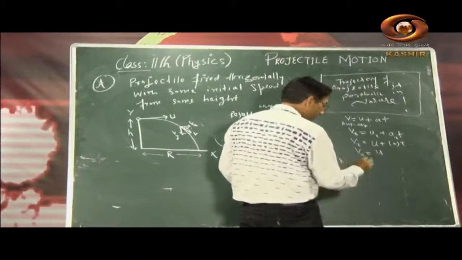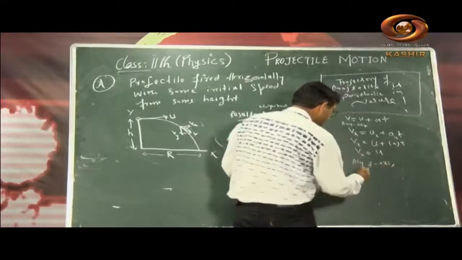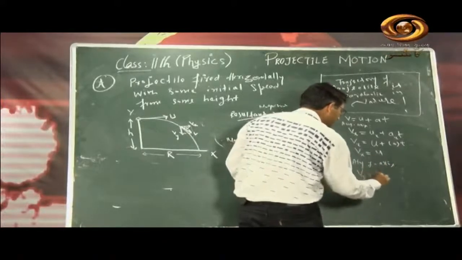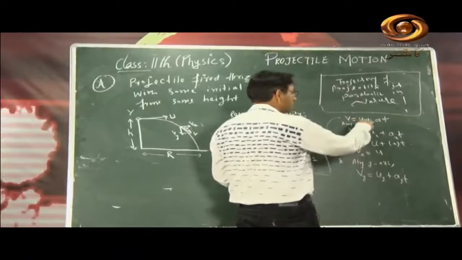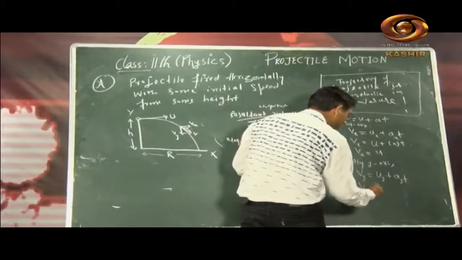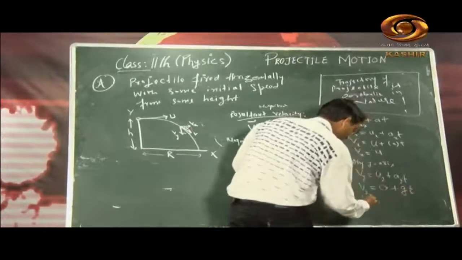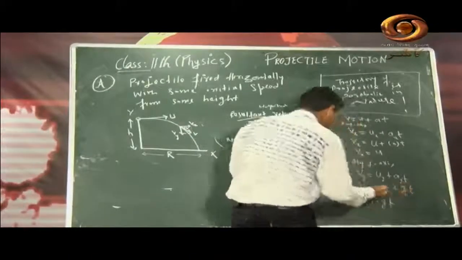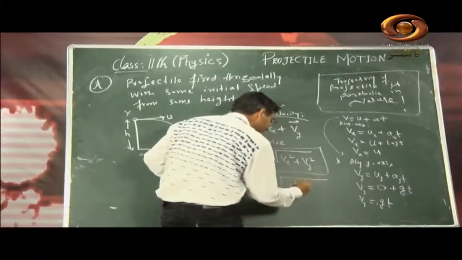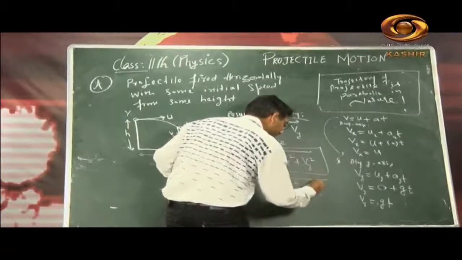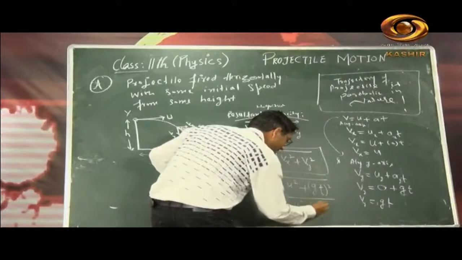And now what will vy be along the y axis? Along the y axis, my dear students, I will finish up within a minute. So vy is equal to uy plus ayt, keeping this equation into consideration. What is uy? uy is 0 because there is no initial velocity along the y axis. What is ay? This is g, and t, so we get vy is equal to gt. So tell me, dear students, what will v be equal to now? v is equal to under root of u square plus g square t square. This is it.